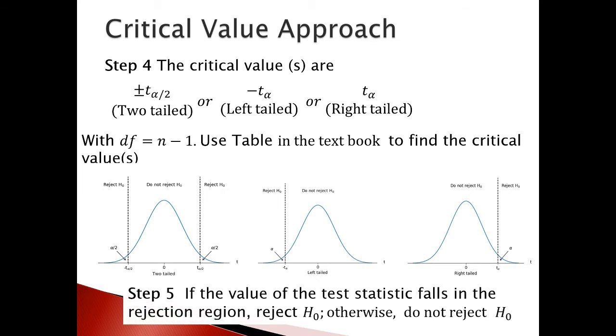Now we should go for step 5. Step 5 suggests the rejection or non-rejection of the null hypothesis. If the value of our test statistic falls in the region of rejection, then we can reject H0. Otherwise, it is not needed to reject H0.